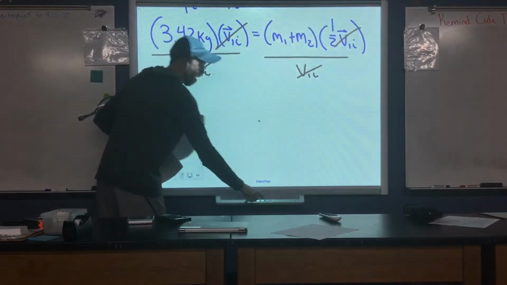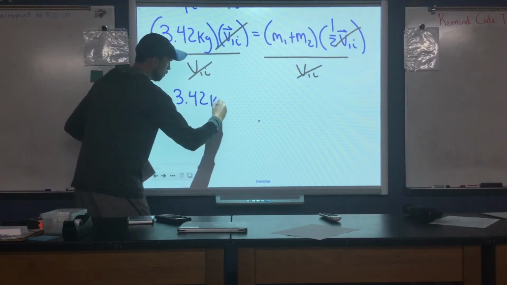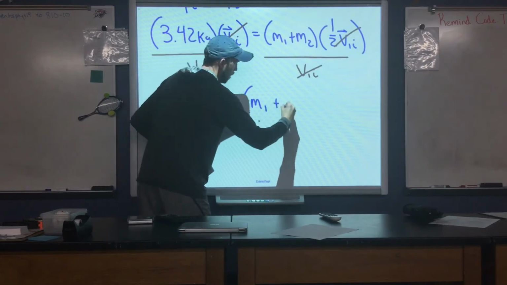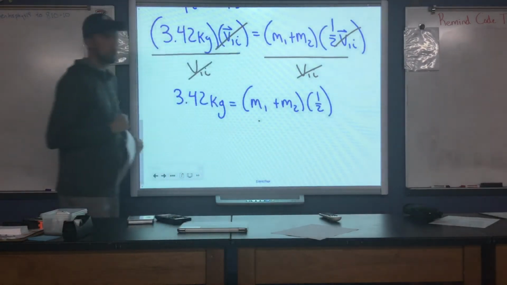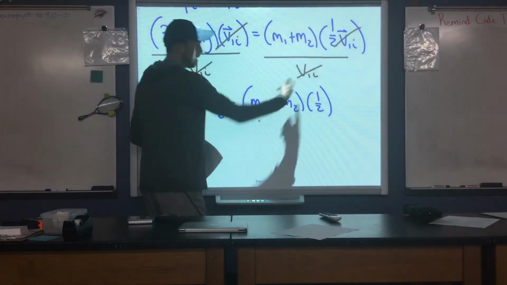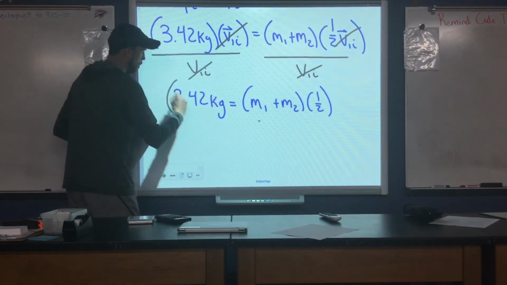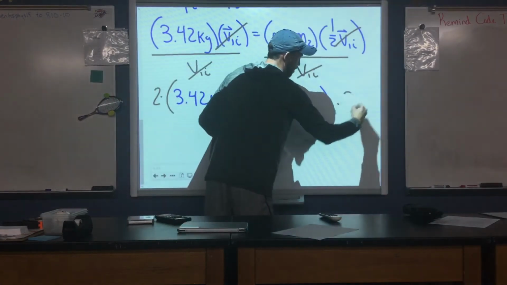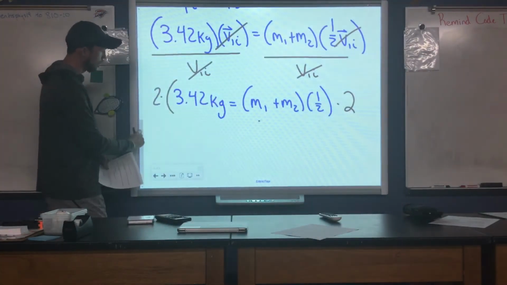So I'll now rewrite what I have left. 3.42 kilograms is equal to m1 plus m2 multiplied by 1/2. Right, we just divided out the v1i term. Now, I need to get rid of the 1/2 so that I can find what m2 is. So I'll multiply this side of the equation by 2, which means I've got to multiply this side of the equation by 2. Right? Whatever I do to one side, I've got to mirror on the other side.